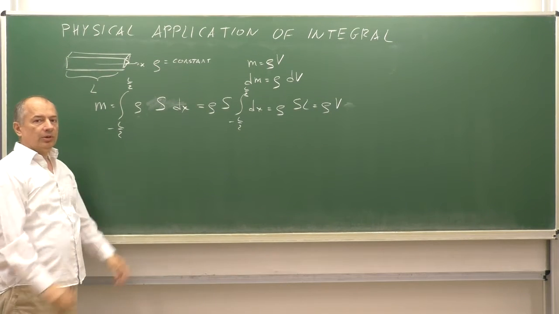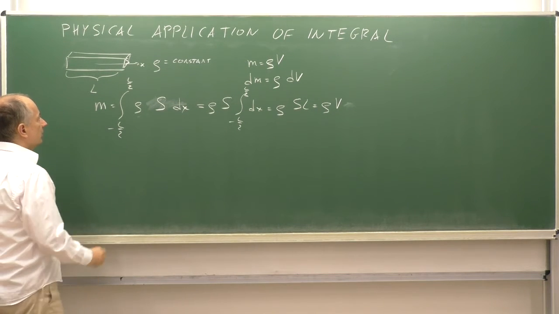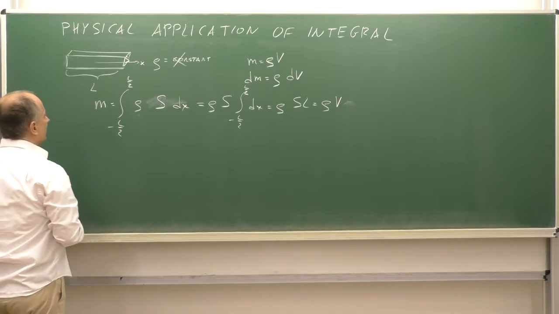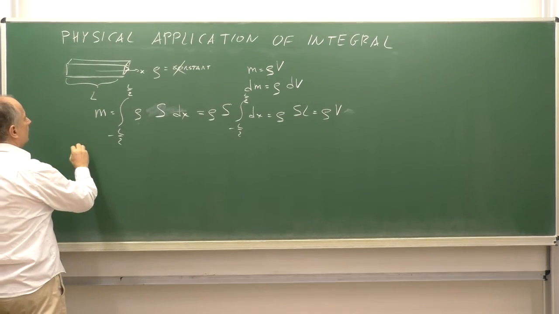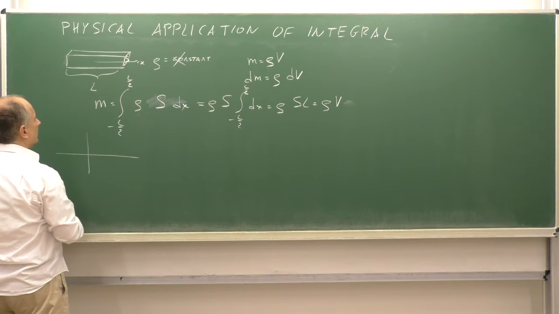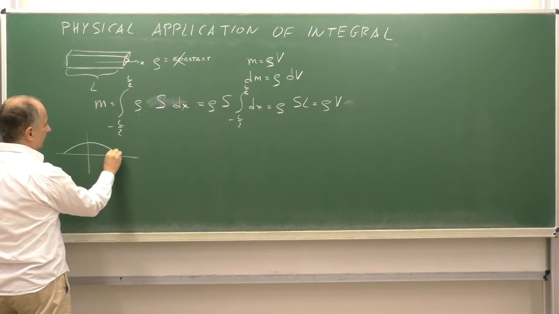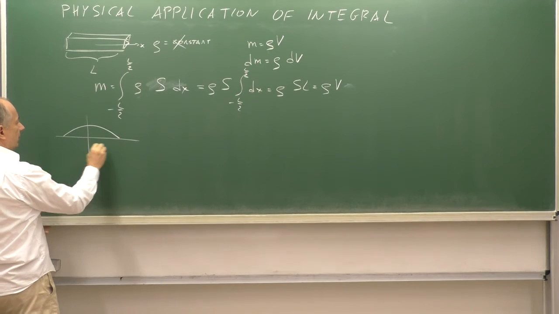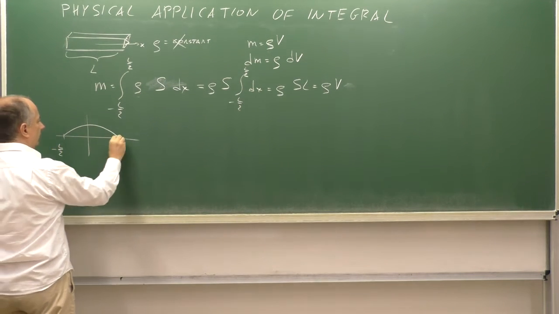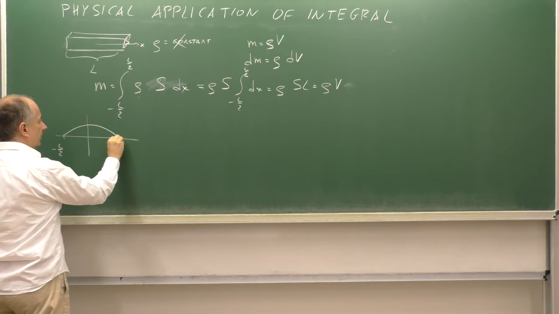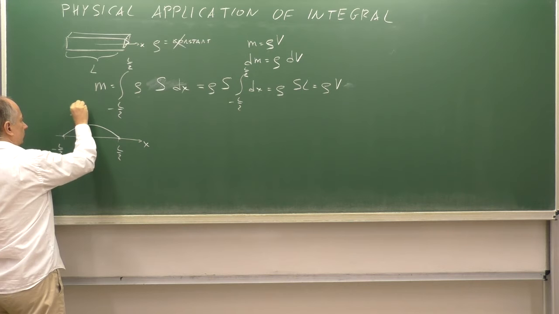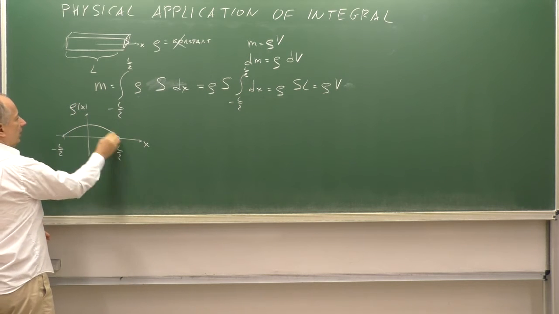So, nothing new up to now. Now consider a non-constant density rho, and assume the density rho has a parabolic profile, namely at minus L half and L half it is 0. And in between it is quadratic.